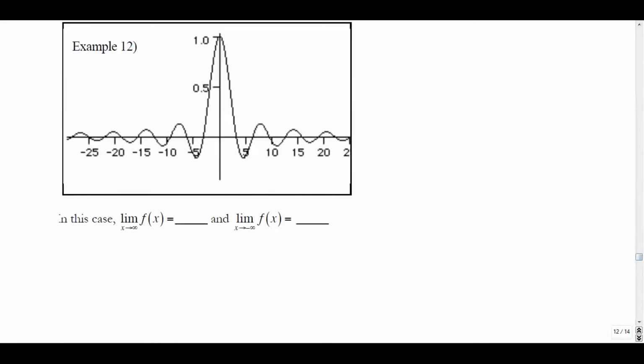Number 12. We have some sort of trig function here. Looks like some kind of sine function with maybe an x underneath it. As the x values get bigger and bigger, what happens to the y values? Well, it's a little bit tough to see, but I think the y values are following some sort of curve this way.